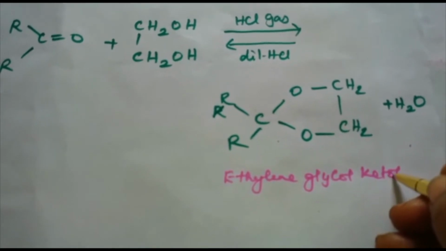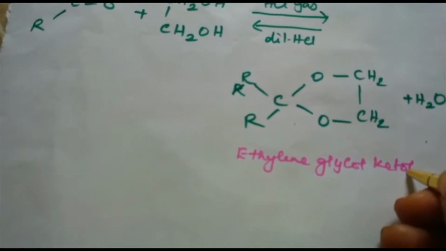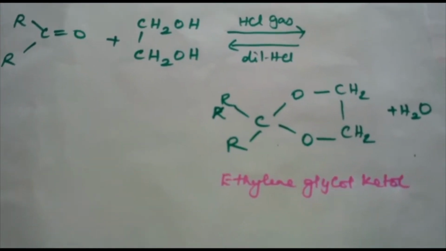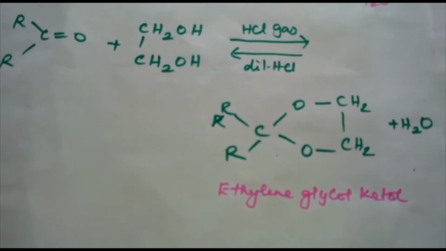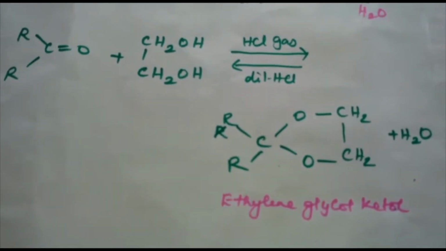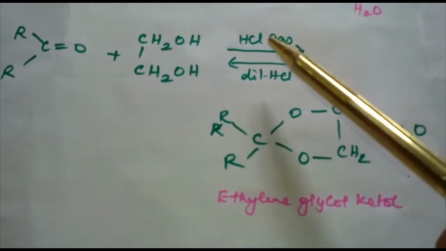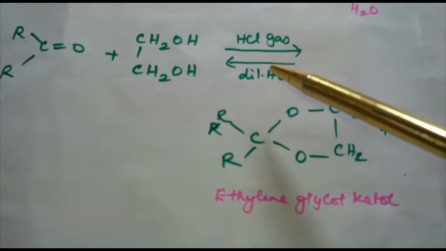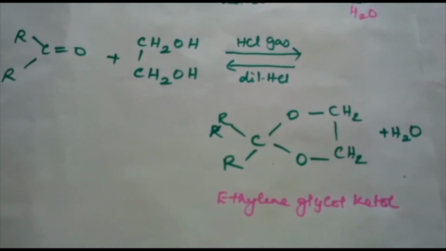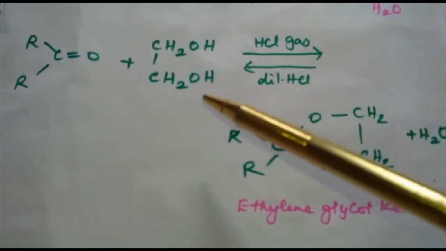Ethylene glycol ketals. Dry hydrogen chloride protonates the oxygen of the carbonyl compounds and therefore increases the electrophilicity of the carbonyl carbon, facilitating the nucleophilic attack of ethylene glycol.